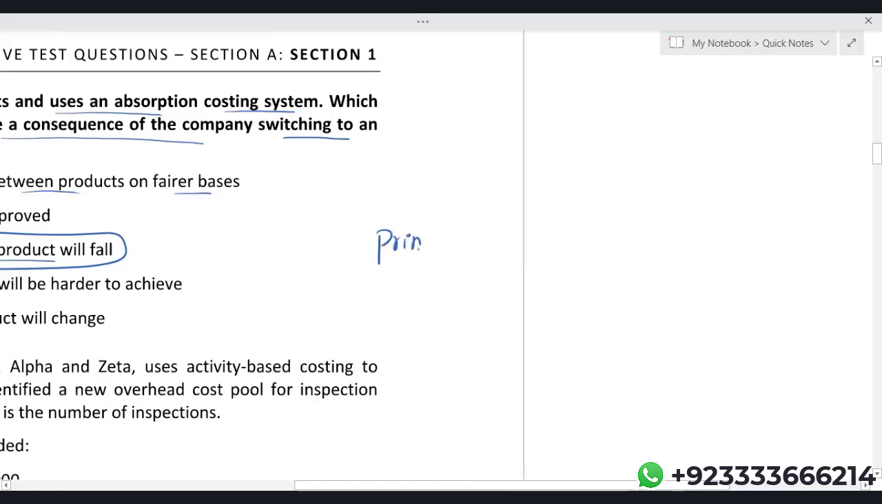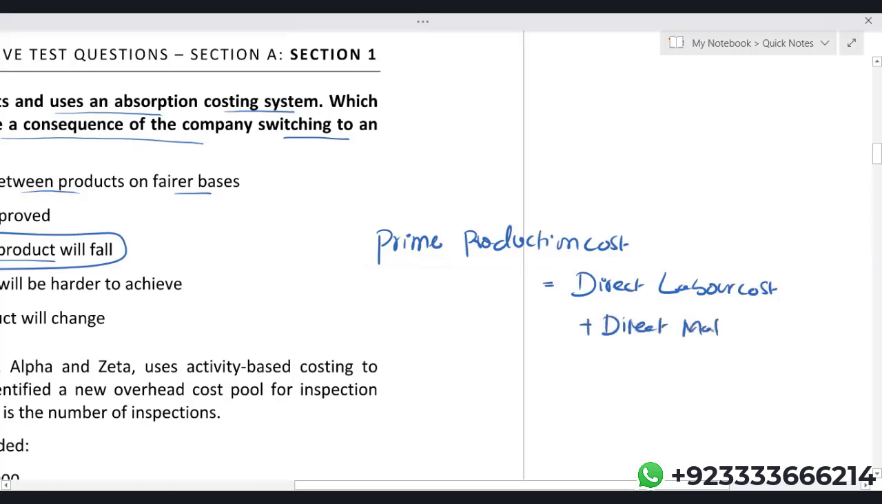Logically, your prime production cost is equal to direct labor cost plus direct material cost plus, if you have direct expense, for example, royalty payment. So obviously, prime production cost means the major cost.